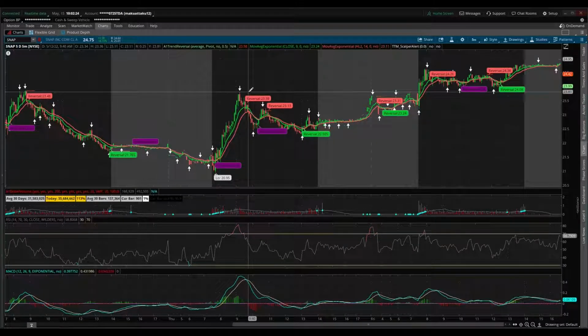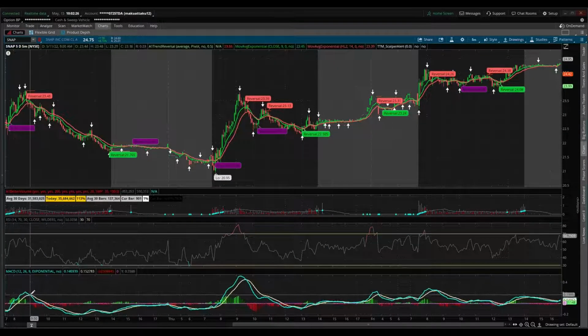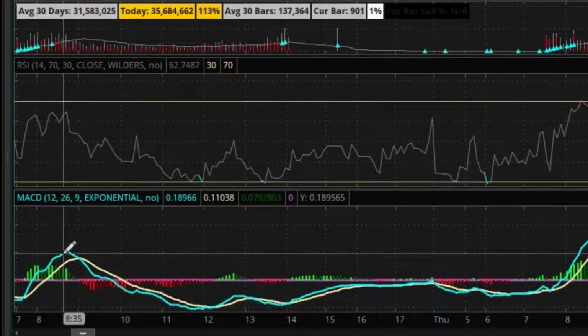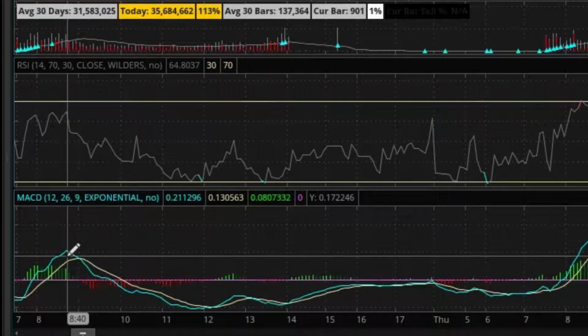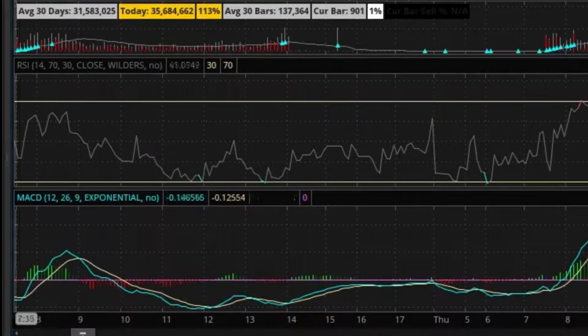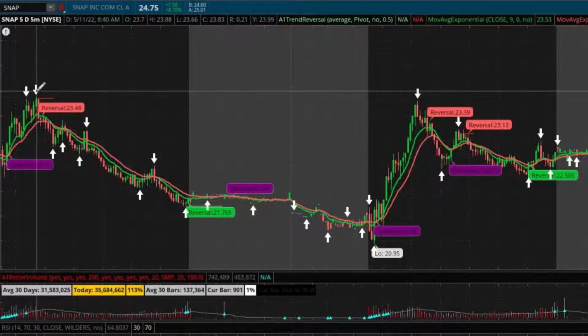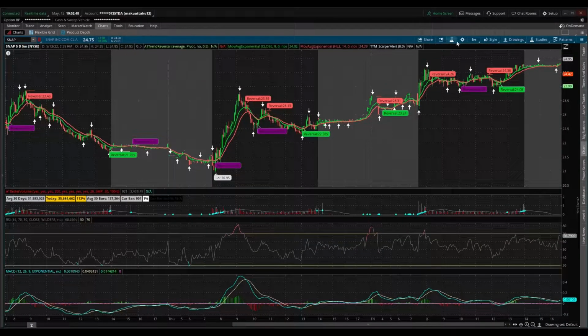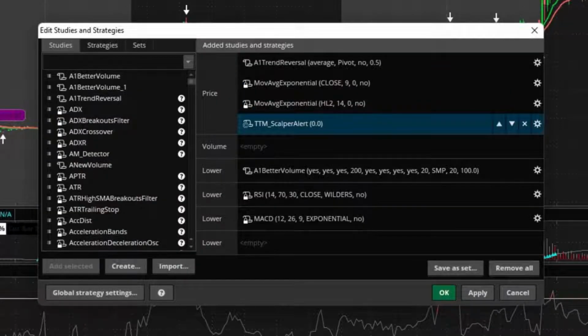Look at these moves. And then what I like to do is take the cursor, put it over that, and look where the reversal is taking place on something like the MACD. Now, if you really look at it, there's a pretty big reversal that takes place right here on the RSI, but the MACD is topping out. Notice these reversal indicators. This is the TTM scalper alert. I'll pull this up so you can see exactly what it is.